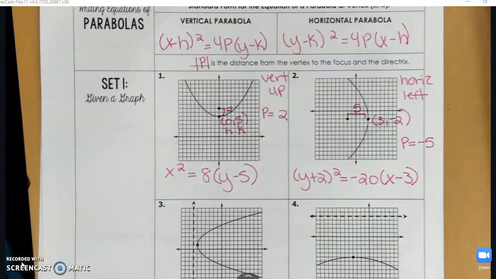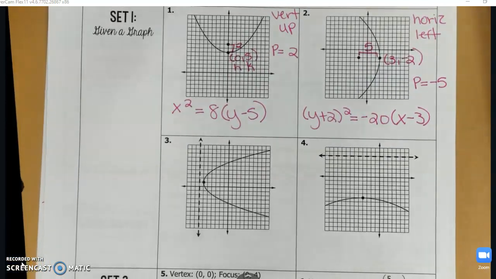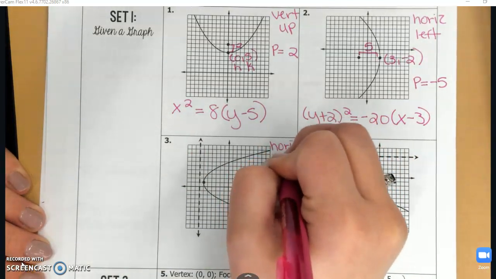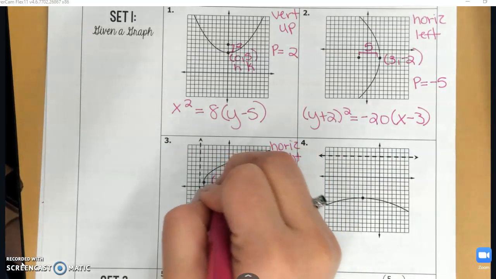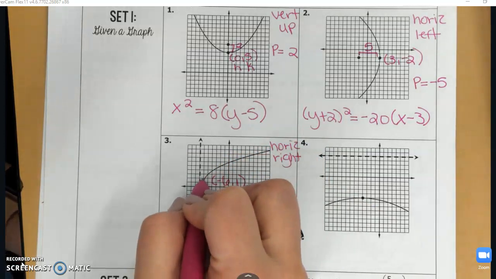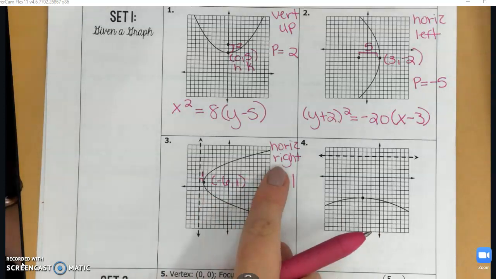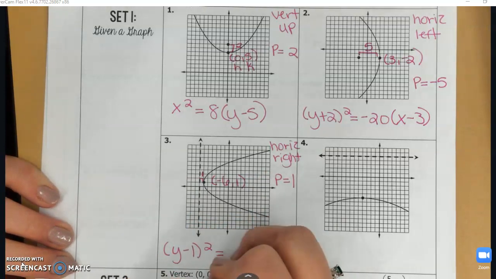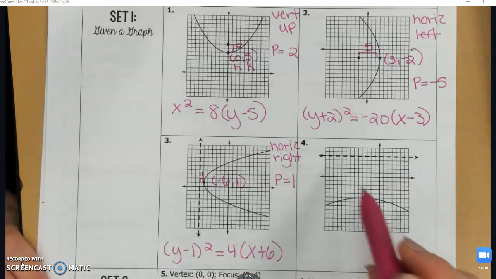Okay, we're going to do 2 more like that. On to number 3. This will slide up. This time I'm given the parabola and the directrix. So this one again is horizontal and we're opening to the right. So whatever P is, it has to be positive. My vertex is located at the point -6, 1, and it is just 1 unit away from the directrix. So P is 1 for this parabola. So horizontal parabola, P is 1, that's my vertex. So y minus 1 squared equals 4 times x plus 6.